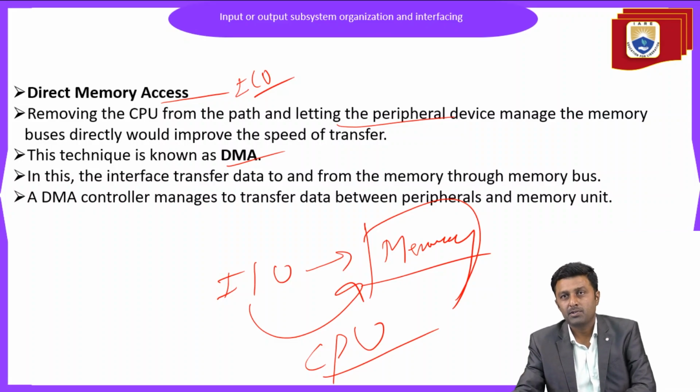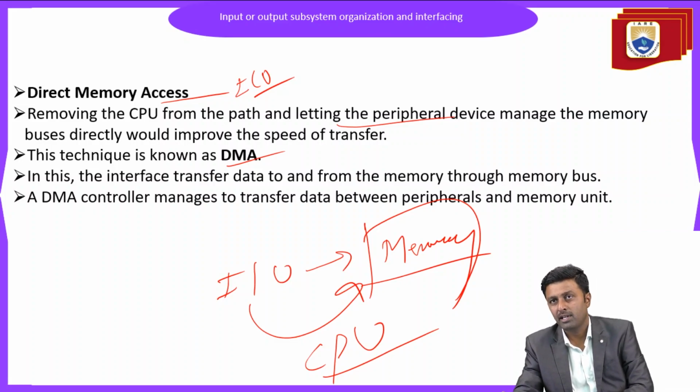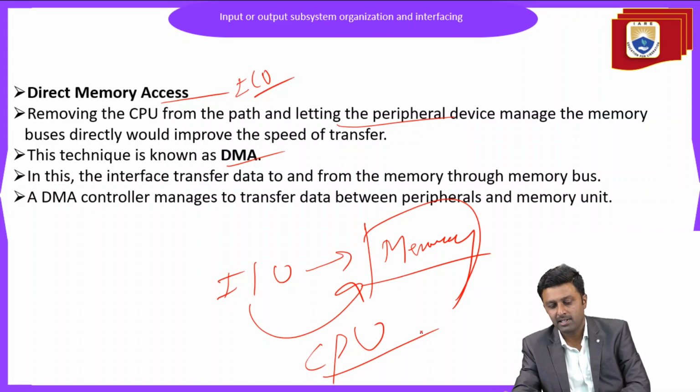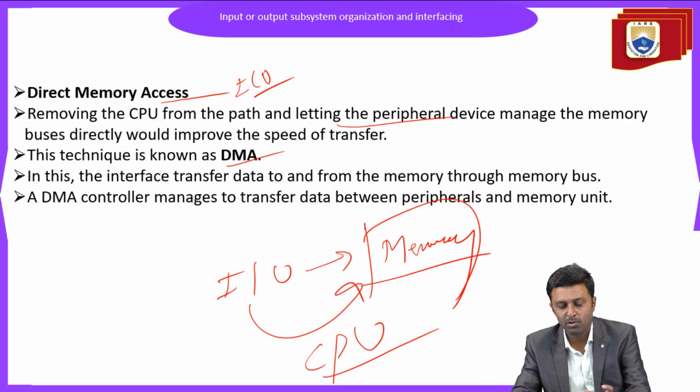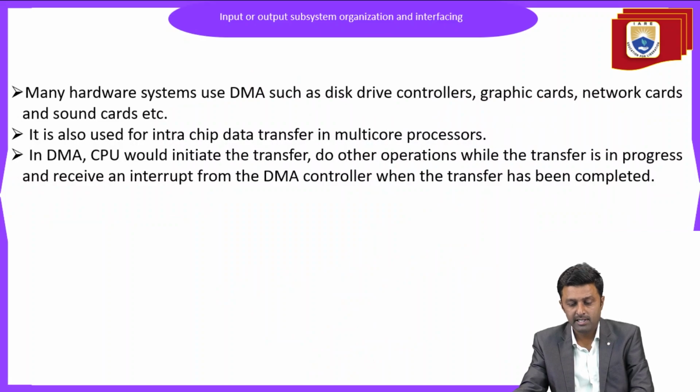Because the CPU has to perform some other important tasks in the computer, we have to avoid its intervention. So here the input-output devices will be given direct access to the memory. The direct data transfer between the input-output devices will be done with the help of a DMA controller.